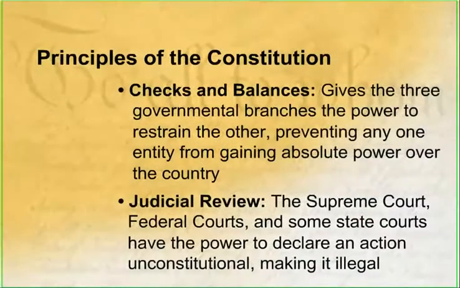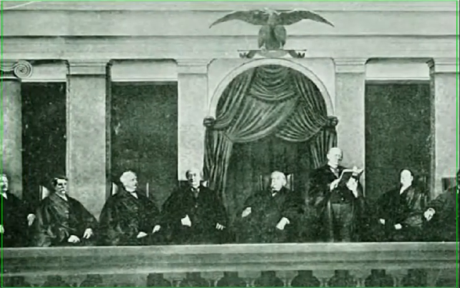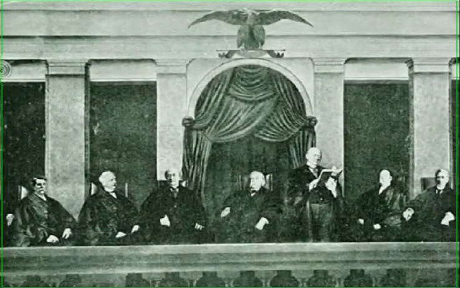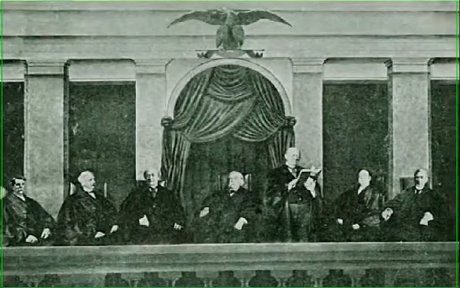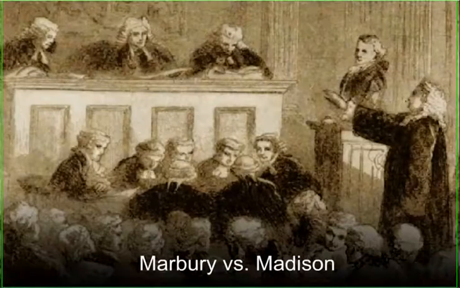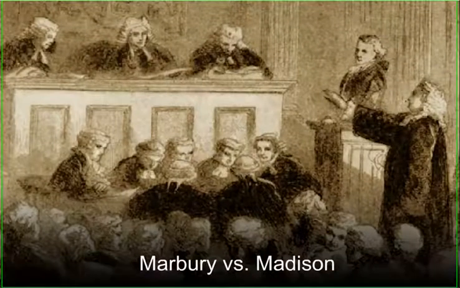The principle of judicial review is also part of the checks and balances system. With this principle, the Supreme Court, federal courts, and some state courts have the power to declare an action unconstitutional, making it illegal. The Constitution does not specifically outline judicial review, but the Supreme Court established the power in the case of Marbury v. Madison in 1803.